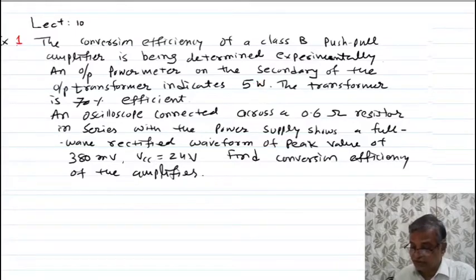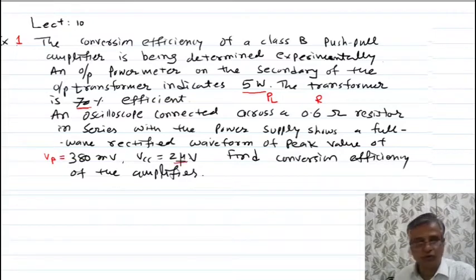So this is 5 watt, you are getting AC power at the load. Remember, this means they have given PL. You should understand what they have given, PL. The efficiency of the transformer is 70%. An oscilloscope is connected across a 0.6 ohm resistor in series with the power supply, and it shows a full wave rectified waveform of a peak voltage of 380 millivolt. So this is the peak voltage they have given.